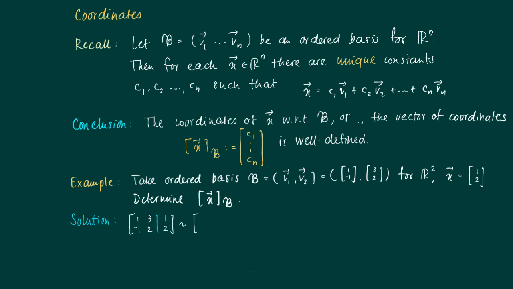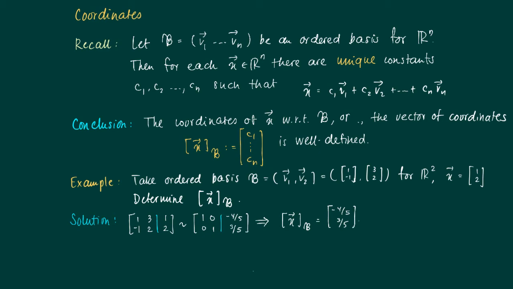So if we do this, then we see that we end up with the following reduced row echelon form, from which we read that actually the first coordinate should be -4/5 and the second one 3/5, so that the coordinates of x with respect to this basis, xB, equal (-4/5, 3/5).